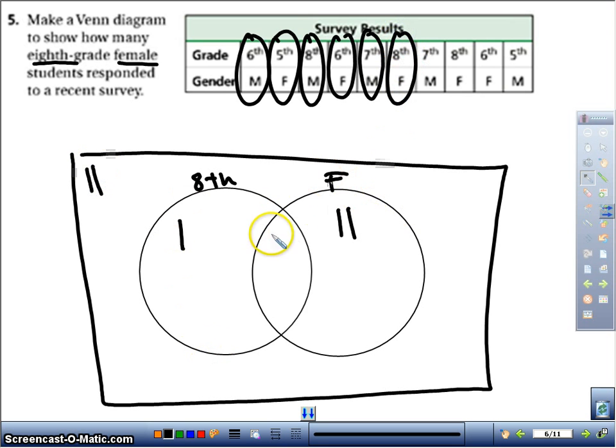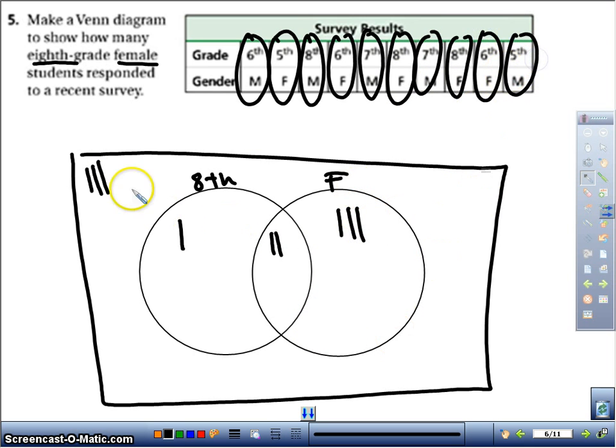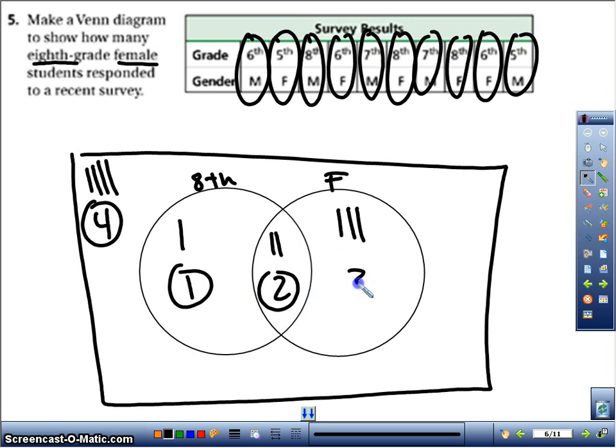8th grade female, that's both, so that gets a tick in the middle where it covers both the 8th graders and the females. 7th grade male, once again that's outside. 8th grade female, that's an inside one. 6th grade female, that's in just the female category. And 5th grade male, that's outside both circles. And then I just label what's gone on here. Got 1 there, 2 there, 3 there. And that's all we're doing for a Venn diagram, and you guys should be very familiar with those.